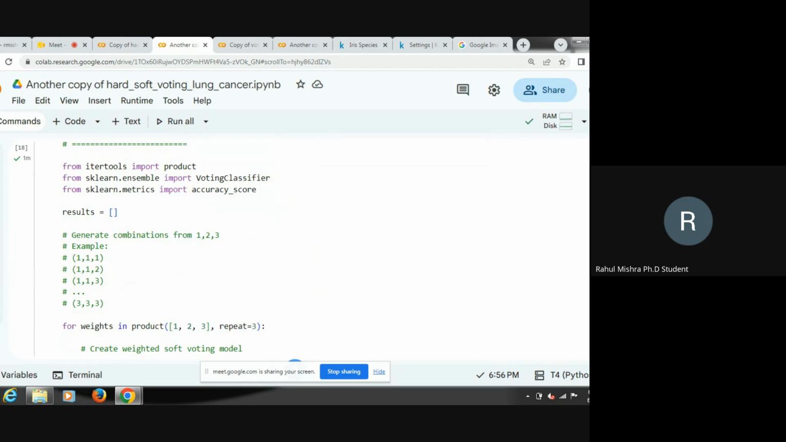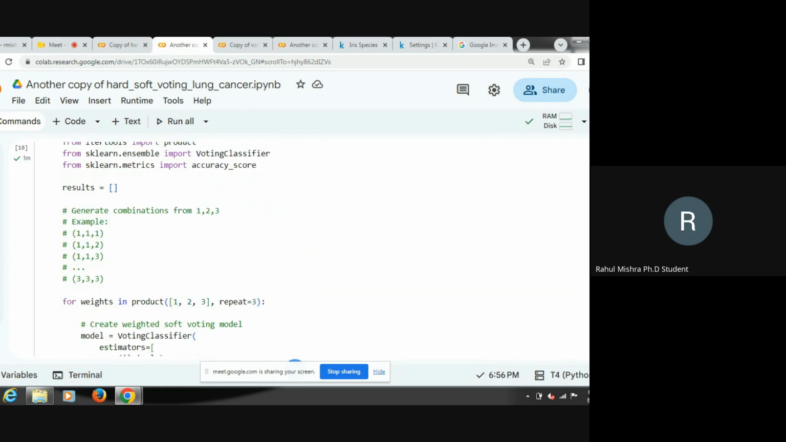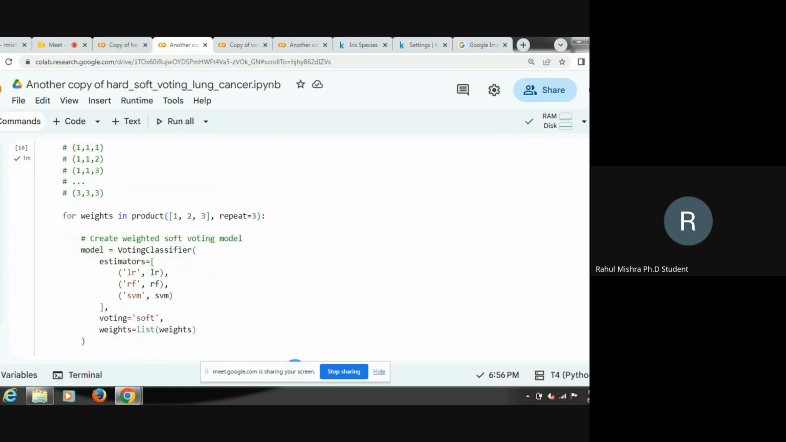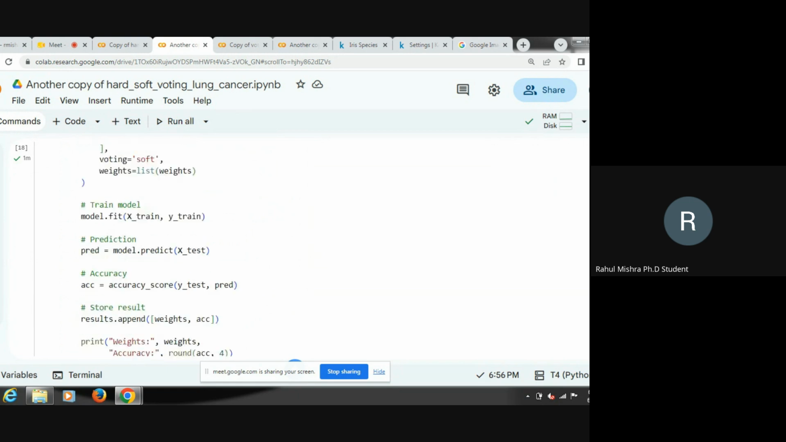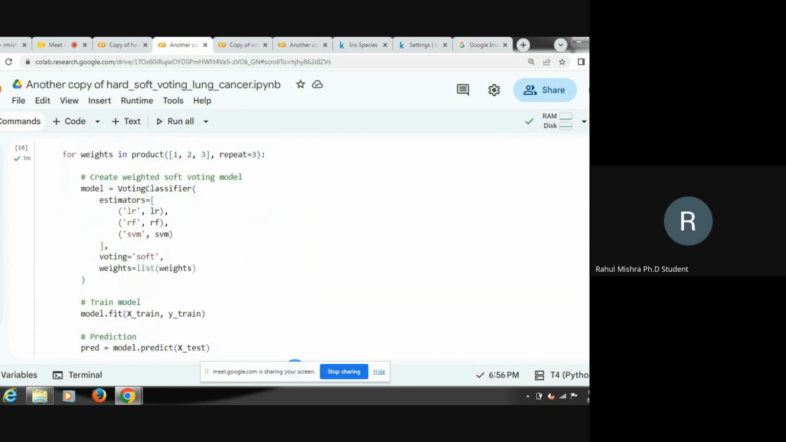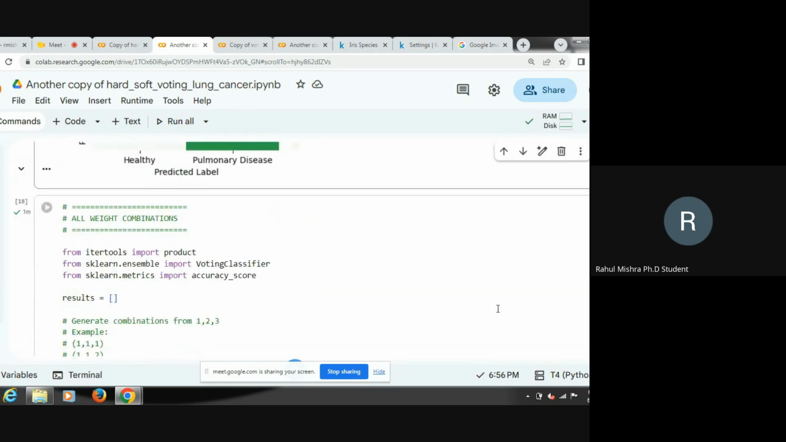It means that we are providing equal weight to all the models. Then we are providing higher weights to the third model, and so on. And the models used are the same models: logistic regression, random forest, and SVM. So let me just run this code. We will see in the result how it is working.